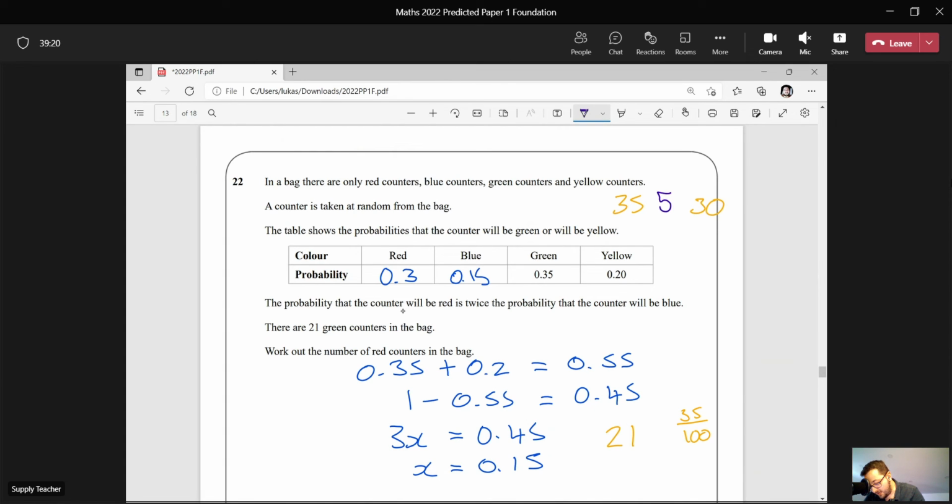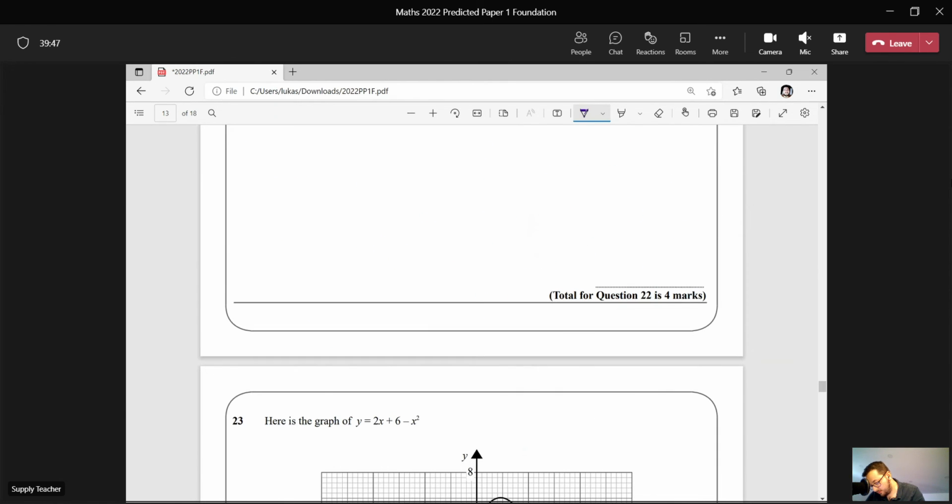So now I'm thinking, well, 35 to 5, I'm dividing by 7. And 5 to 30, I'm timesing by 6. So to get this red, which is 0.3, I want to do that. So divide by 7, I'm going to get 3. And then times by 6, I'm going to get 18. So there are 18 red counters.